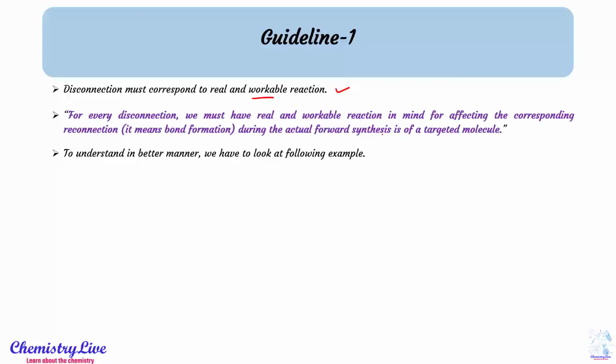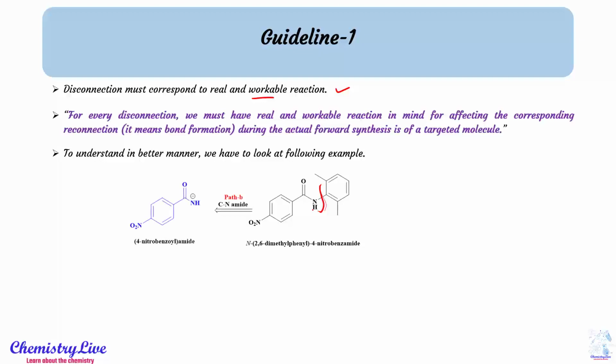To understand this better, we have to look at the following example. The example is 4-nitrobenzamide. So how do we disconnect it? First, we will check a disconnection from this side, this path B, and then we get a 4-nitroamide. We disconnect that one, and we get the cation. So anion and cation, the synthons, we get from the disconnection.